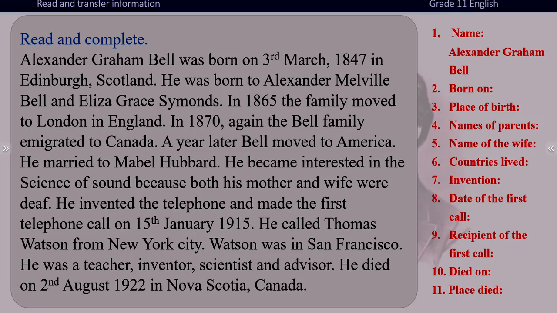He became interested in the science of sound because both his mother and wife were deaf. He invented the telephone and made the first telephone call on 15th January 1915. He called Thomas Watson from New York City. Watson was in San Francisco. He was a teacher, inventor, a scientist and an advisor. He died on 2nd August 1922 in Nova Scotia, Canada.